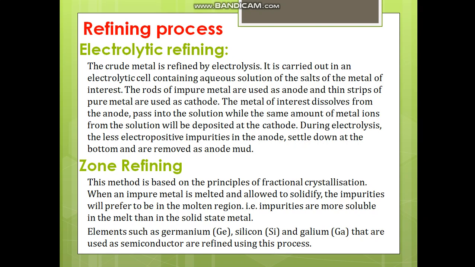Next one is zone refining. Zone refining is based on the principle of fractional crystallization. When an impure metal is melted and allowed to solidify, the impurities will prefer to be in the molten state. That is, impurities are more soluble in the melt than in the solid state metal.